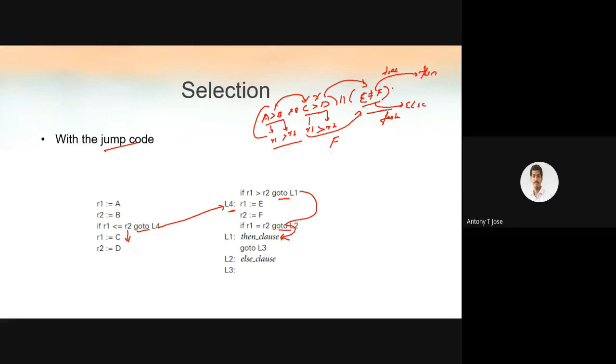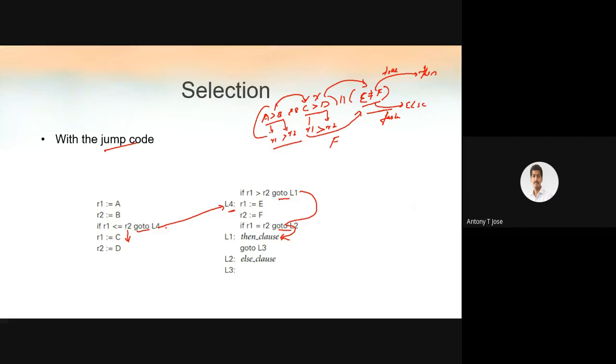Clear? So here there are a lot of go-to statements, and the number of steps and the number of registers that we will be using for this jump code will be small. Less number of registers will be used. So this is how the selection will be executed using jump code.